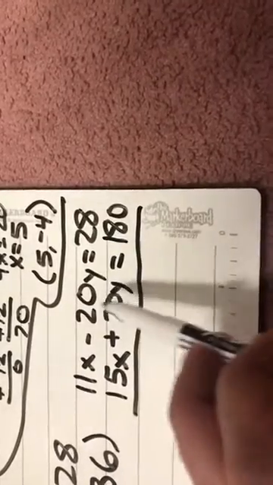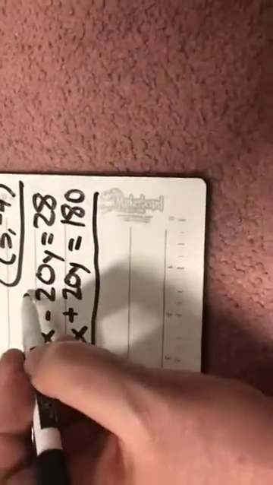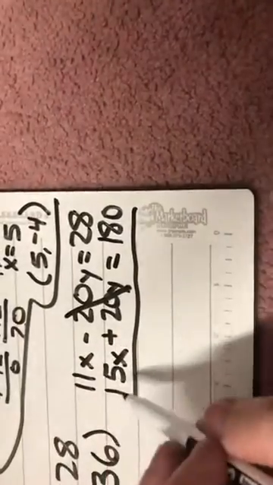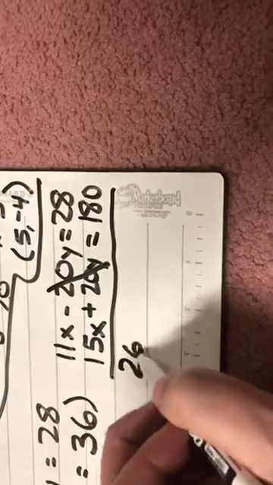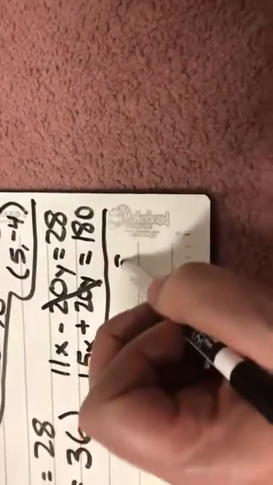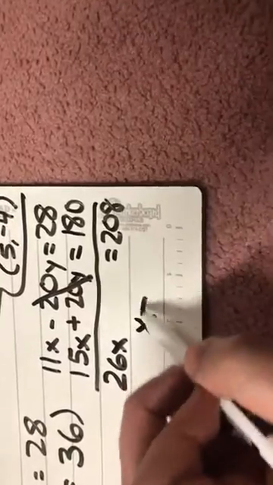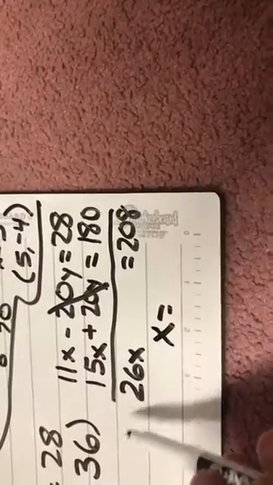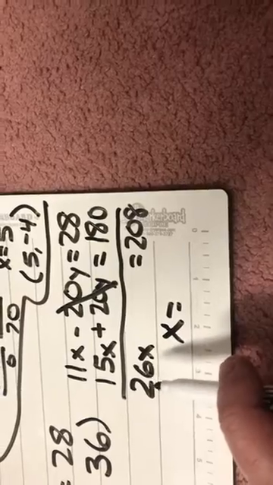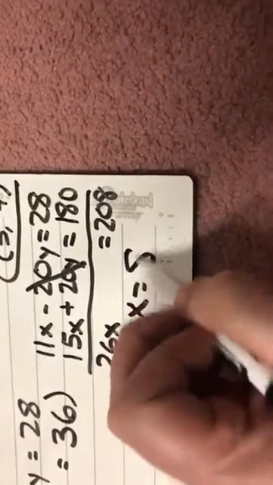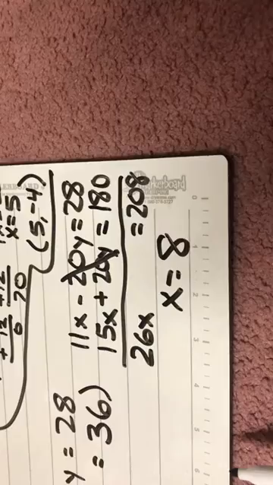Clearly, I'm going to be working with the negative 20y and the plus 20y. And I'm just going to add. Negative 20 plus 20 is 0. All right, so I'm just going to be adding. So this is 11x plus 15x, which equals 26x. If I do 28 plus 180, I find that that equals 208. And if I were to go into my calculator and punch in 208 divided by 26, I would find that for sure x would equal 8. It's amazing how it works out.